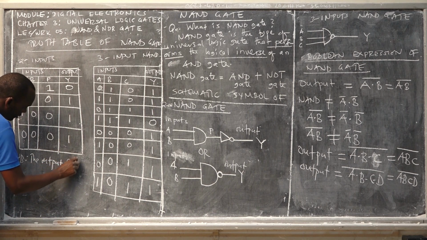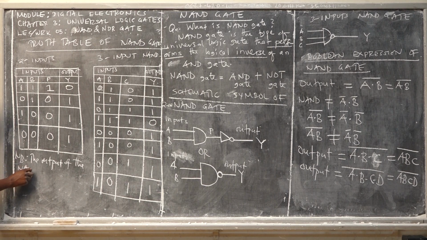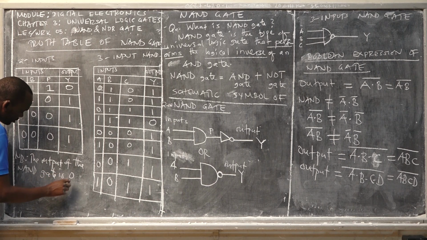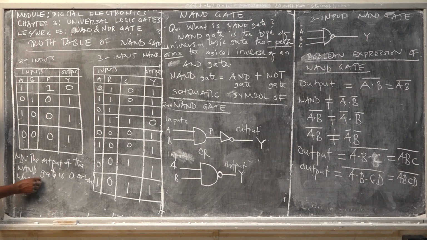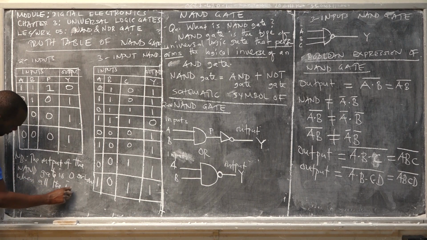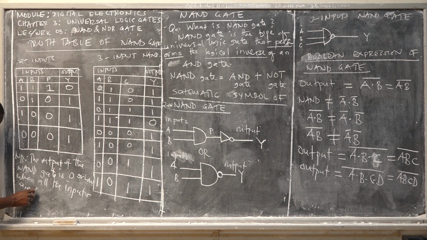The output of the NAND gate is 0 or low when all the inputs are high or 1. That's very important. So whenever you're thinking about digital circuits or digital systems where the output will be 0 when all the inputs are high, then NAND gate will be a good choice.